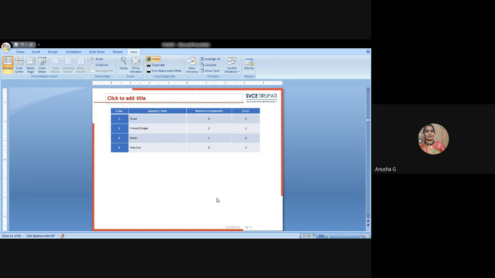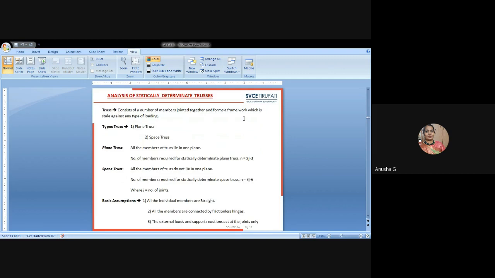Next we go for the free end. Free end means there is no support, so no reactions at the free end. The number of reactions is 0 and the degree of freedom is 3. We can find this easily. So we can go for the analysis of statically determinate structures.